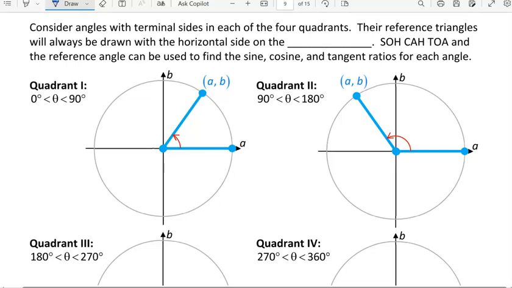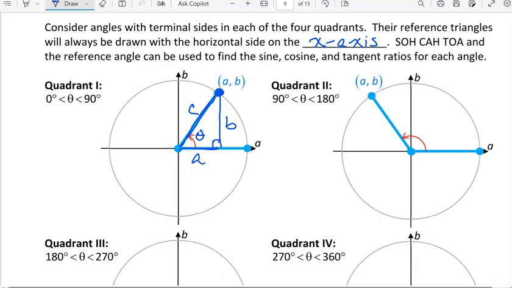Okay, on the next page, we're going to consider angles with terminal sides in each of the 4 quadrants. The reference triangles are always drawn with the horizontal side on the x-axis. That's super important. SOHCAHTOA and the reference angle can be used to find the sine, cosine, and tangent ratios for each angle. So for quadrant 1, if we have an angle theta drawn in standard position, then we drop from that endpoint of the terminal side to the horizontal axis and form a reference triangle with sides of A horizontal, B vertical, and C hypotenuse.